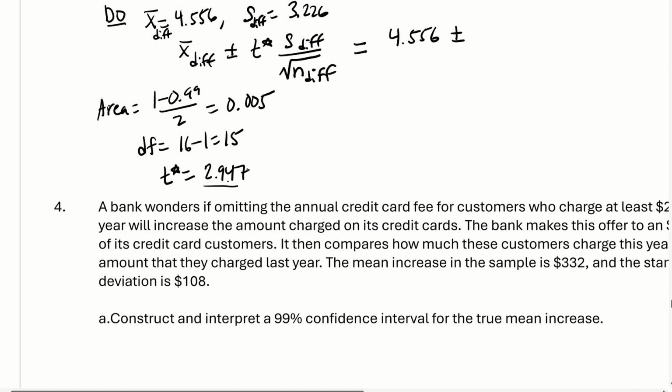Okay, so either way, you get the same thing here, 2.947. So now we can plug it in here to this formula times S_x, or the S difference, divided by the square root of 15. There you go. We can calculate that. I showed you the calculation, so now I'm going to show you what it would look like on the calculator if you did the confidence interval, right?